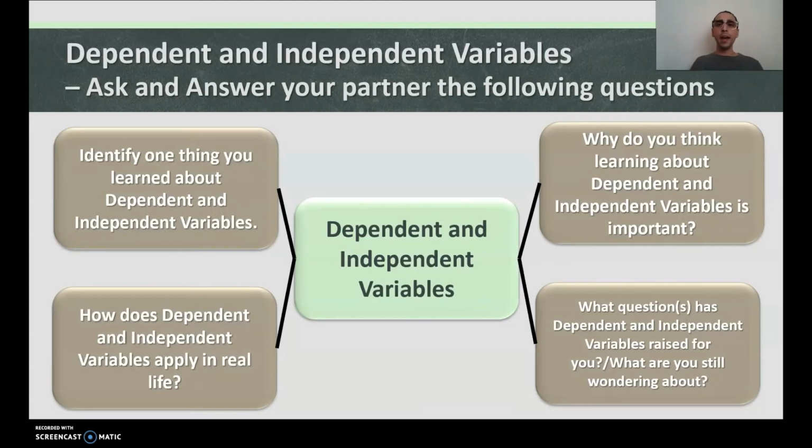Right, there we go. Dependent and independent variable. If you're not 100% sure what those terms mean, go through the slides again, or go through the textbook, read it through. Maybe that'll make more sense, okay? Identify one thing you learned about the dependent and independent variable. Why do you think learning about them is important? How do they apply in real life? And what questions have they raised for you? What are you still wondering about? You got any questions? Try and go through it again yourself.